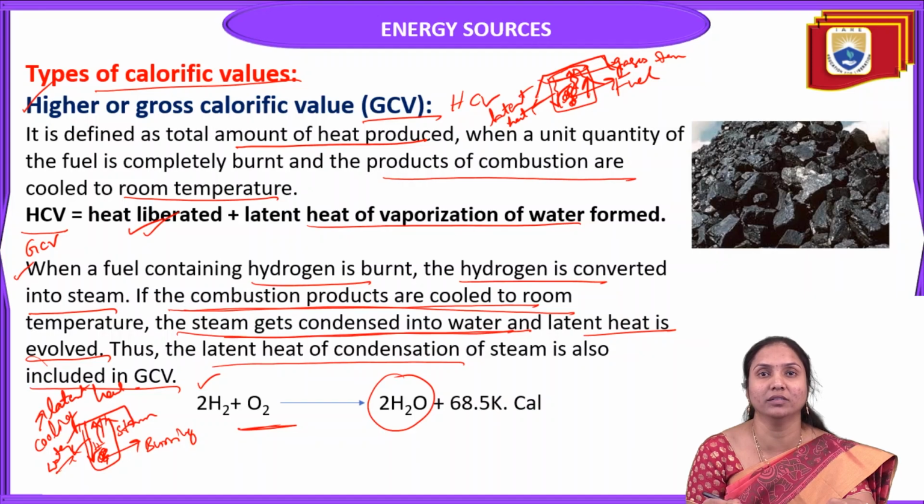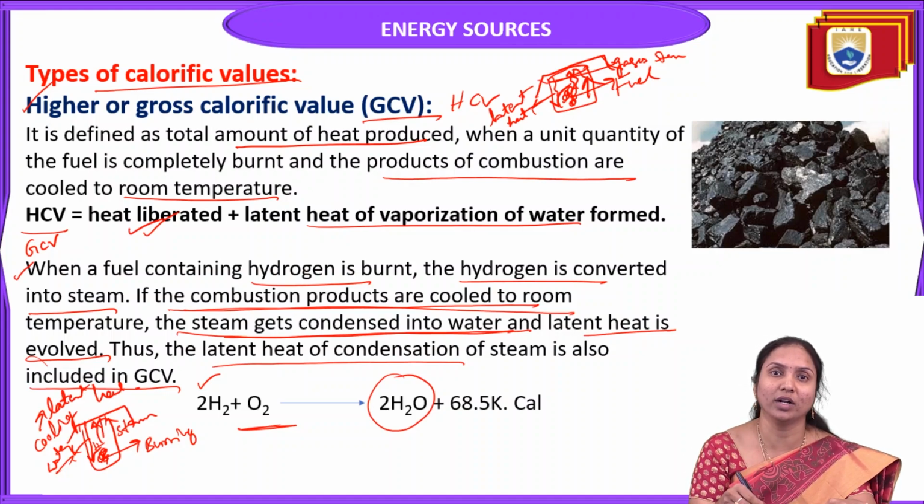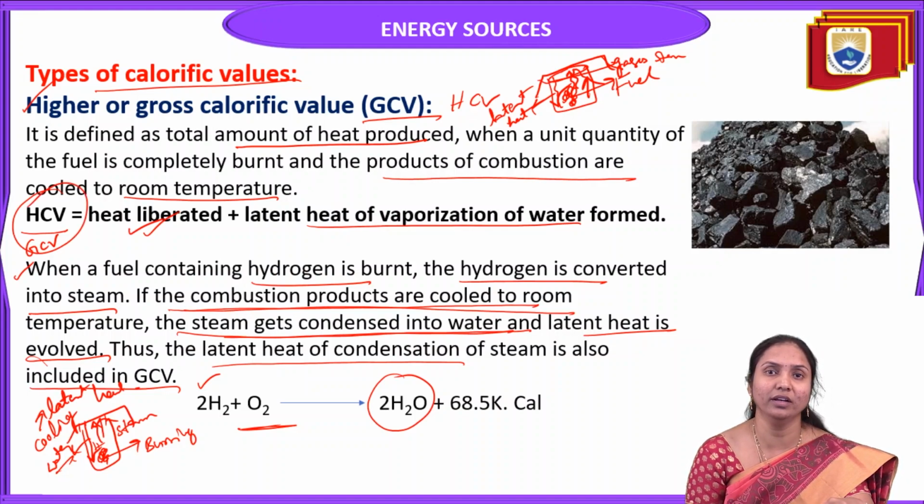So what is the formula here? HCV equals heat liberated, that means how much heat is liberated when 1 unit mass of fuel burns, plus the latent heat of the water formed. When we cool this combustion product to room temperature, the steam condenses into water, and that heat is called the latent heat of vaporized water. That is also considered here. In this way we calculate the high calorific value or gross calorific value, which is always greater than the net calorific value or low calorific value.